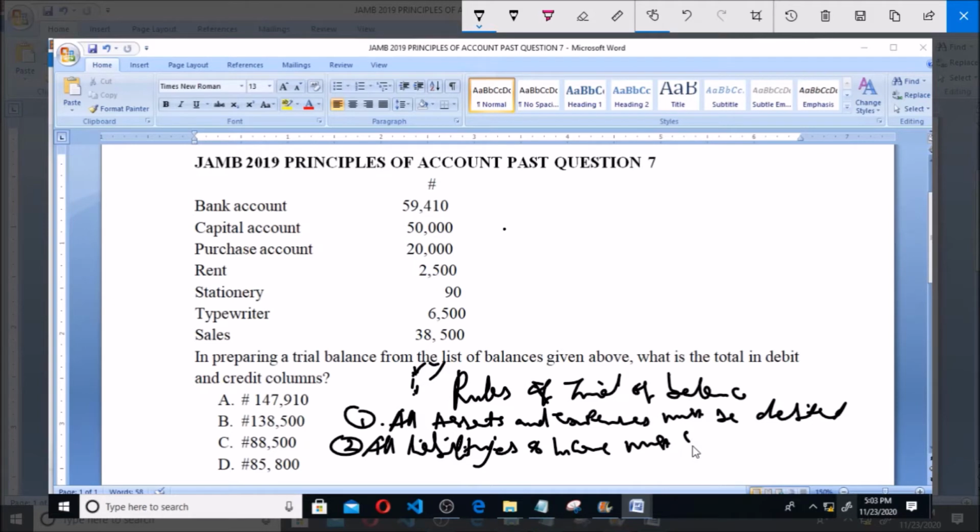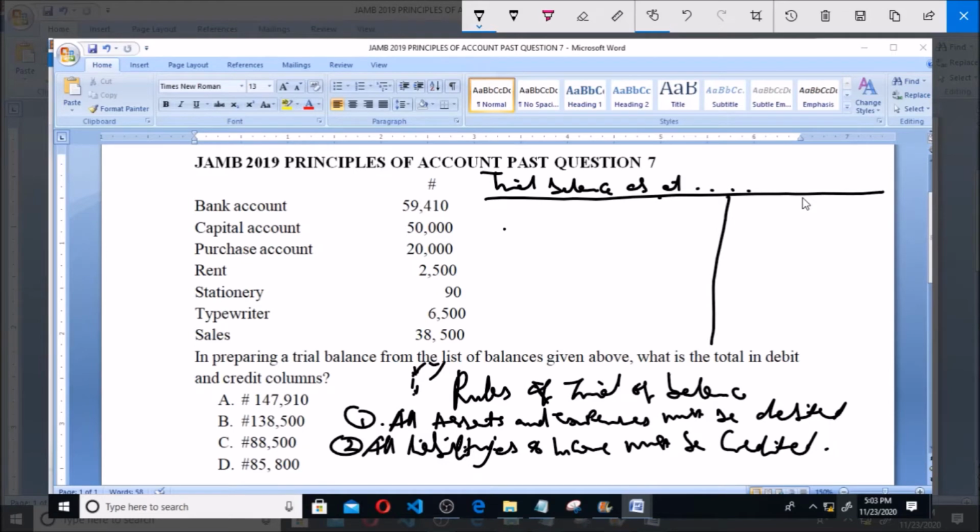So we have a trial balance as at. We don't know the period we're looking for, so we just assume as at. And the trial balance has items. One of the items is that it has columns. We have a debit side, we have the credit side, and this side is called particulars. So we want to start now looking at them from individual points.